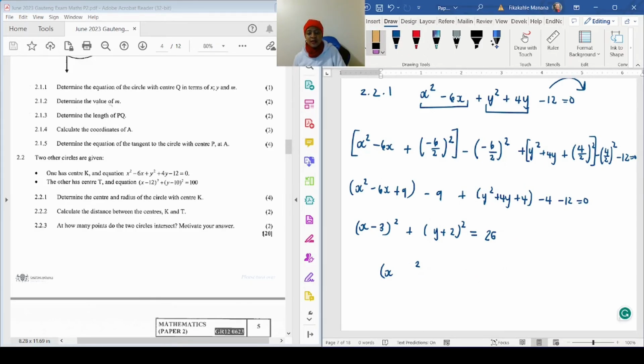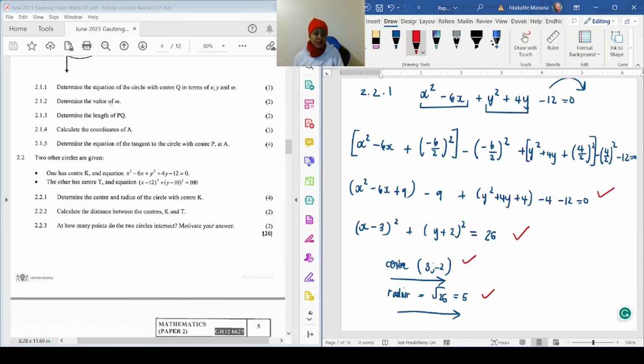You could just say that the center is (3, -2), and the radius is root 25, which is 5. So that is the center and that's the radius. So that's 4 marks. I think a mark for getting the center, a mark for getting the radius, a mark for knowing how to complete the square, right? And then getting the equation of the circle.